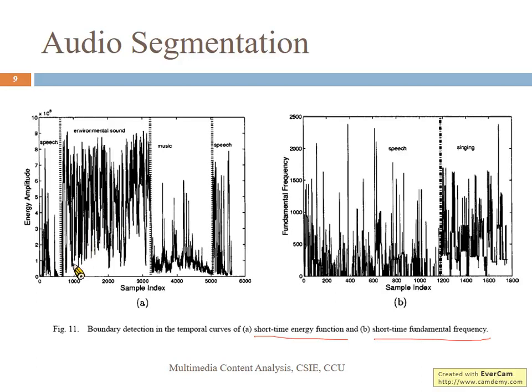For these 2 examples, the x-axis means the time, and the y-axis means the energy amplitude. The first part here is the speech signal, and then the environmental sound, and then music, and then speech again. So based on the energy distribution, we can roughly discriminate speech, music, and speech according to how the energy changes along time.